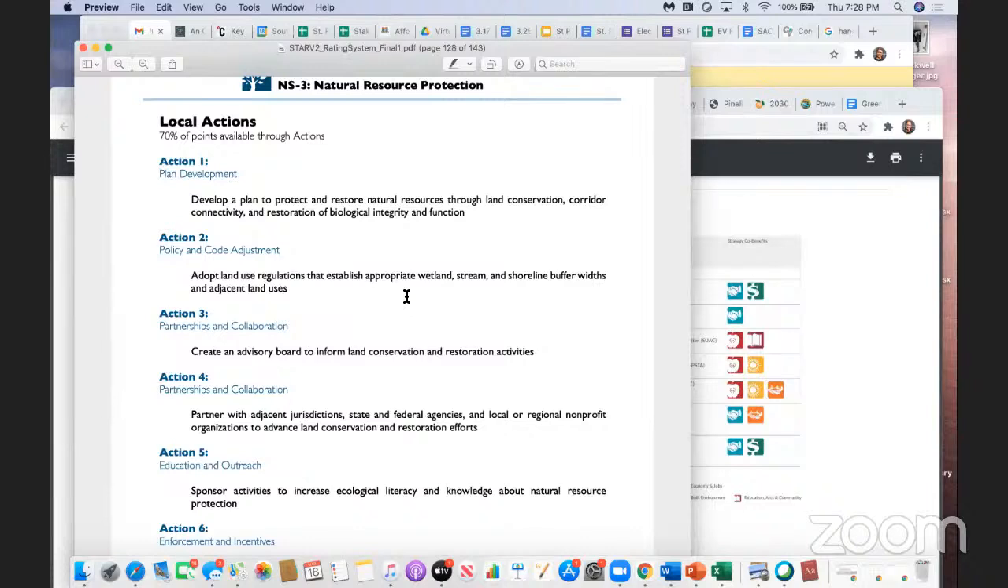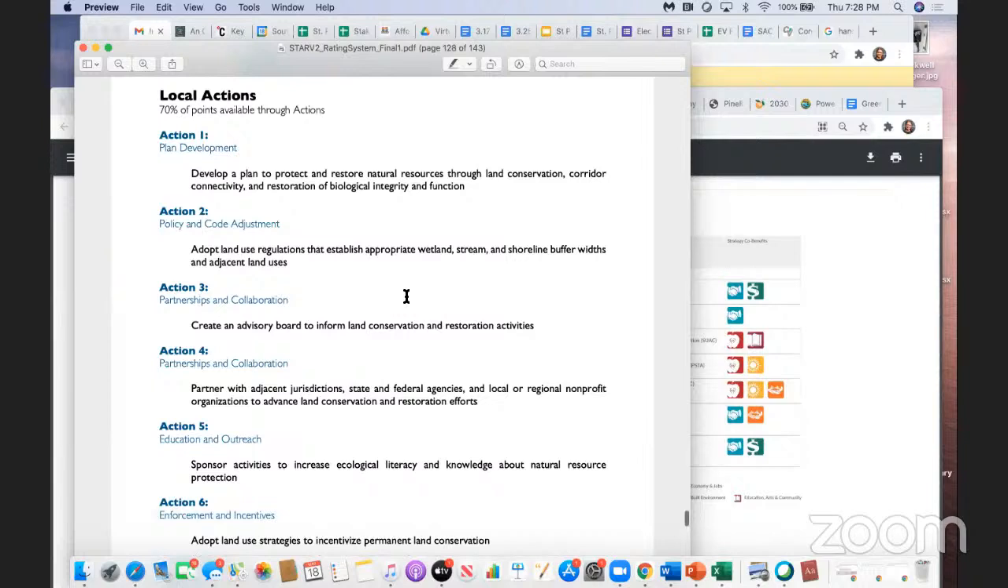Okay, and then item number 5, education and outreach. Sponsor activities to increase ecological literacy and knowledge about natural resource protection. So that's what I was referring to. There's that, and then we have it in natural systems 5 for the water quality. So I think we could lump those together and just say increase ecological literacy and list all of the different items that we want to create an educational plan around.